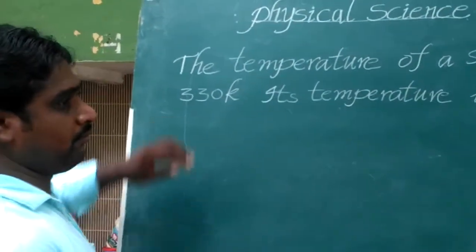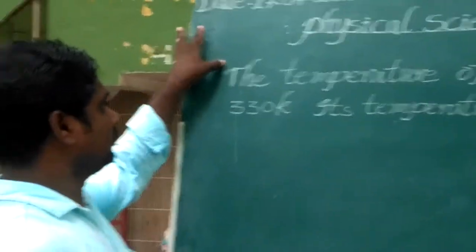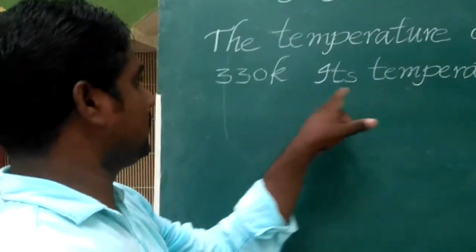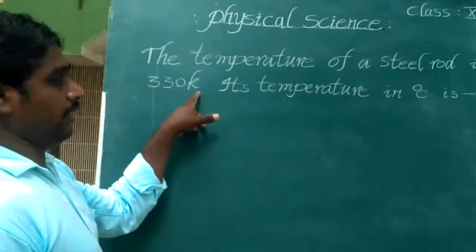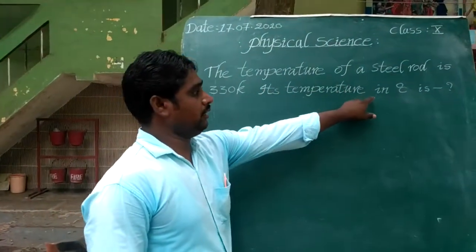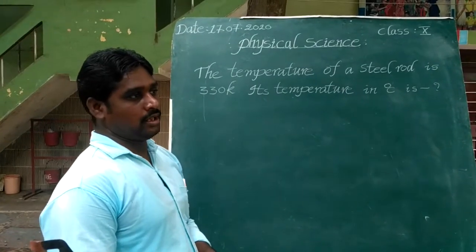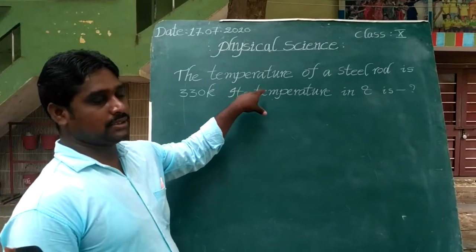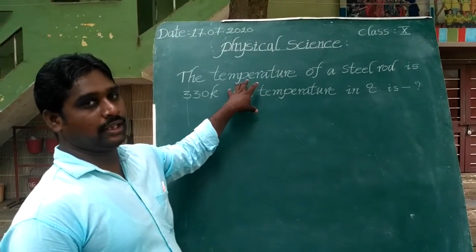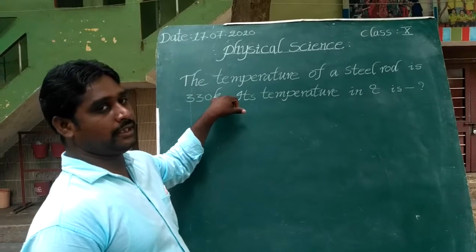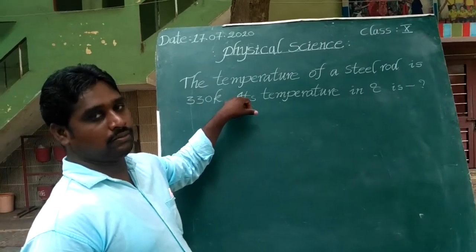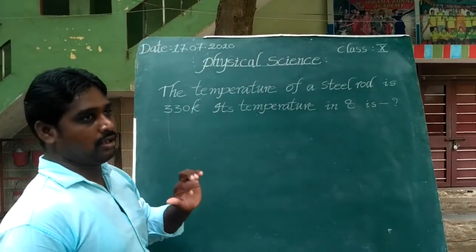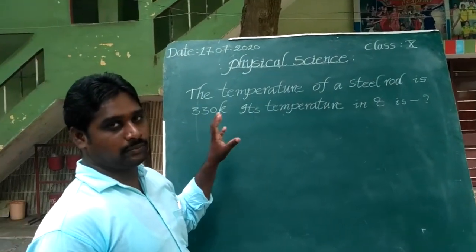Okay, students, what is the given? The temperature of a steel rod is 330 Kelvin. Its temperature in degrees Celsius. Here, what is the given? The temperature of the steel rod is on the Kelvin scale, 330 Kelvin. Now, this scale is converted into degrees Celsius. We have to solve this problem.